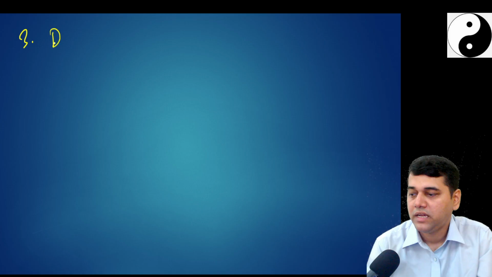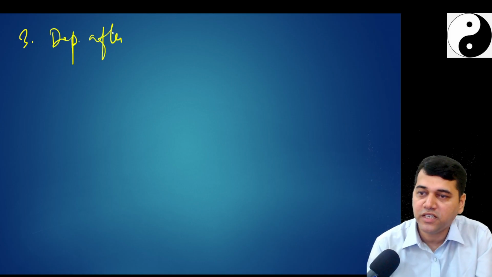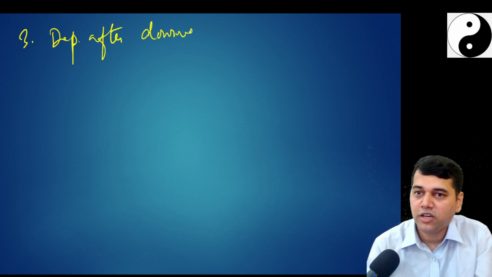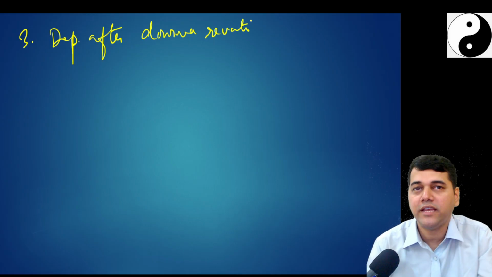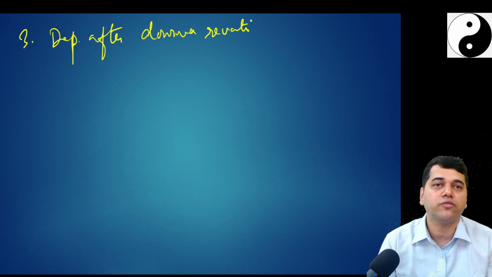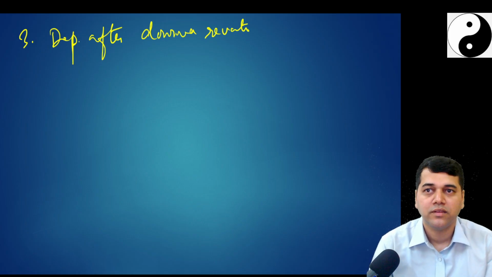Now, third, working note number 3, depreciation after downward revaluation. Again, from next year onwards, what happened? 2,75,000, 2,75,000 is being charged.